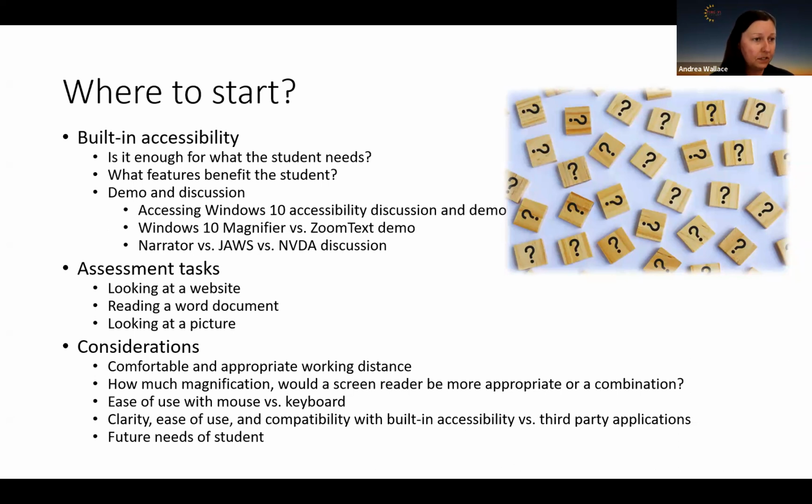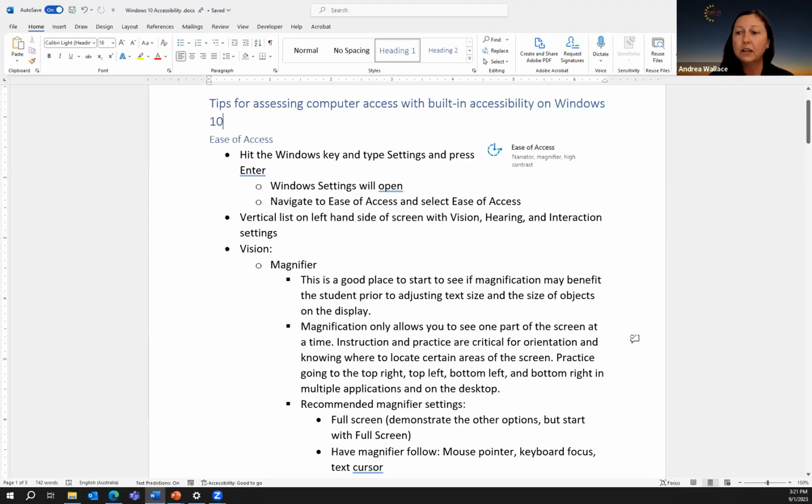And I was going to do some demo here, but I'm not going to have a lot of time to do that. But what I will talk about is built-in accessibility. And that's what the handout is that Sherry popped in the chat. And I have it up here somewhere. Let me pull it up real quick. Okay. So the document that Sherry popped in the chat, and that's available on our website, is tips for assessing computer access with built-in accessibility on Windows 10. It's a similar process for Windows 11, but things are called different things.